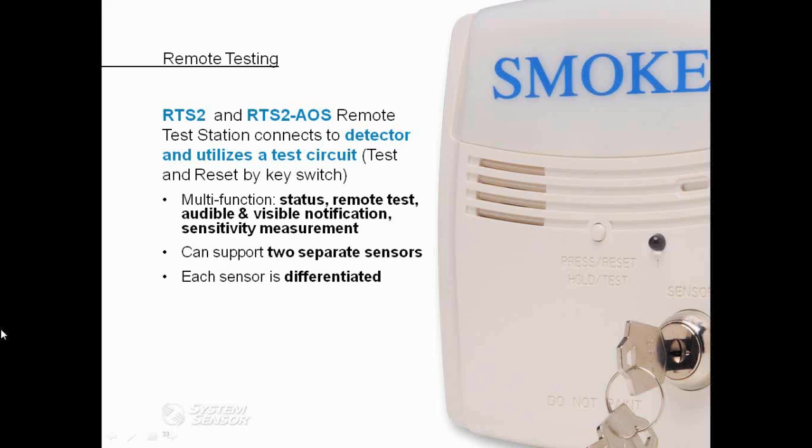The RTS2 remote test accessories are multifunctional in that they provide LED status indication in a remote location. They provide remote testing that can be conducted via that push button that you can see right there on the graphic. And this test button mimics the test button that is located on the detector housing. And it also has the ability to perform detector sensitivity testing from a remote location.